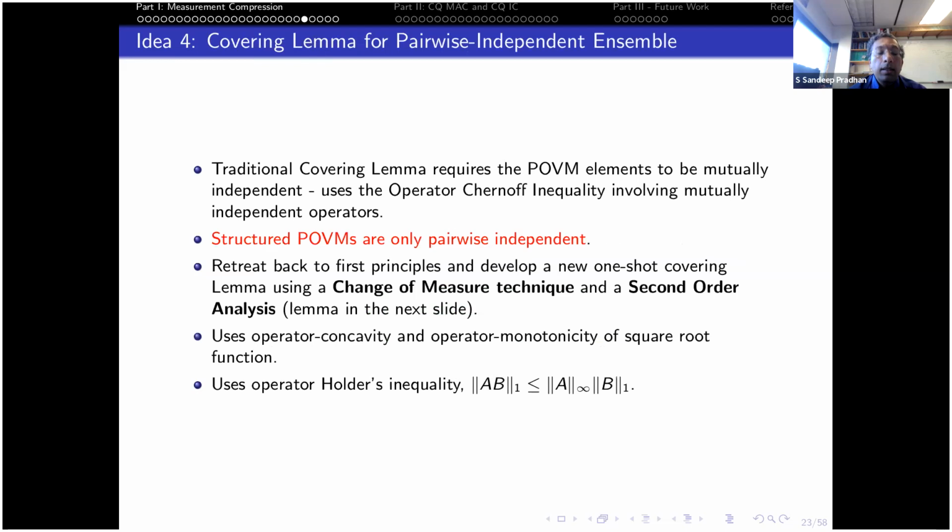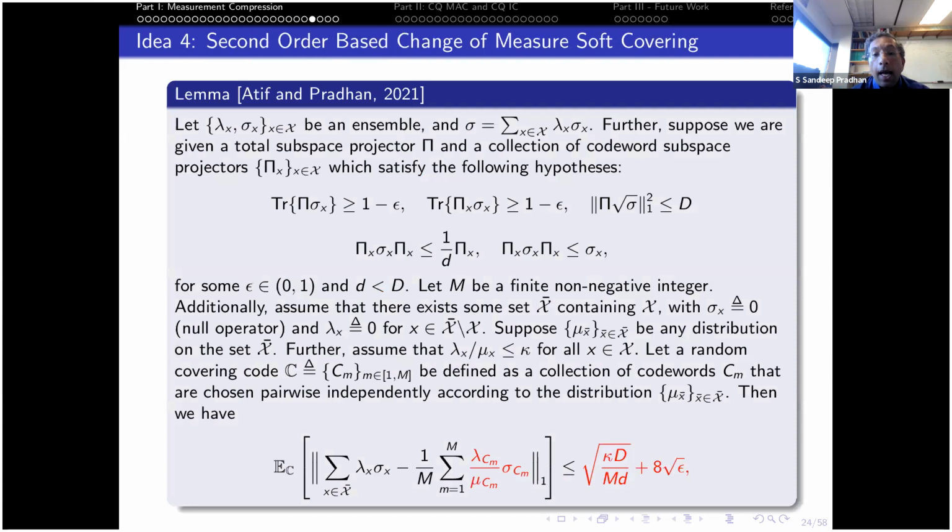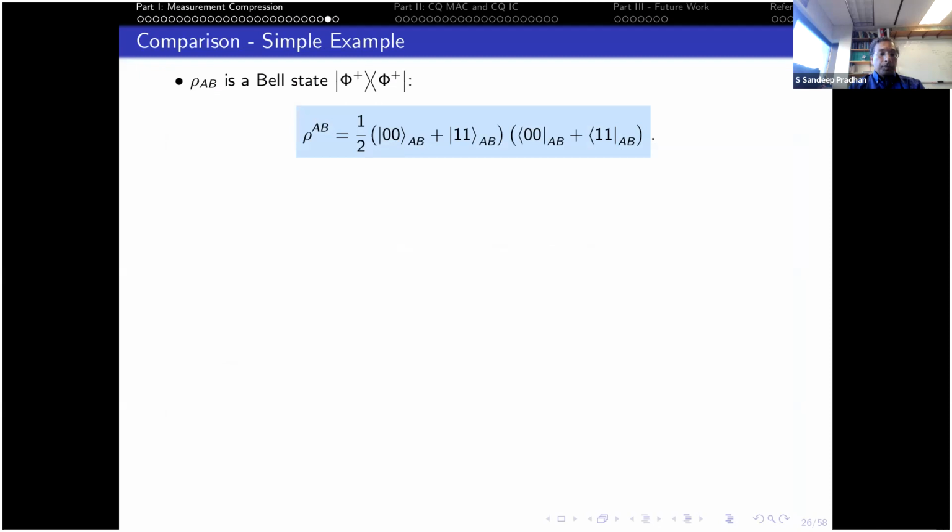And then we have some more ideas here. I'm going to skip a little bit of that because of lack of time. Some of the techniques, like operator concavity, operator monotonicity, and Hölder's inequality, could be used. And we can construct one big covering lemma, which says how we can cover the measurements using these operators. I'm not going to go into the details of that, but I'm going to give you an example.